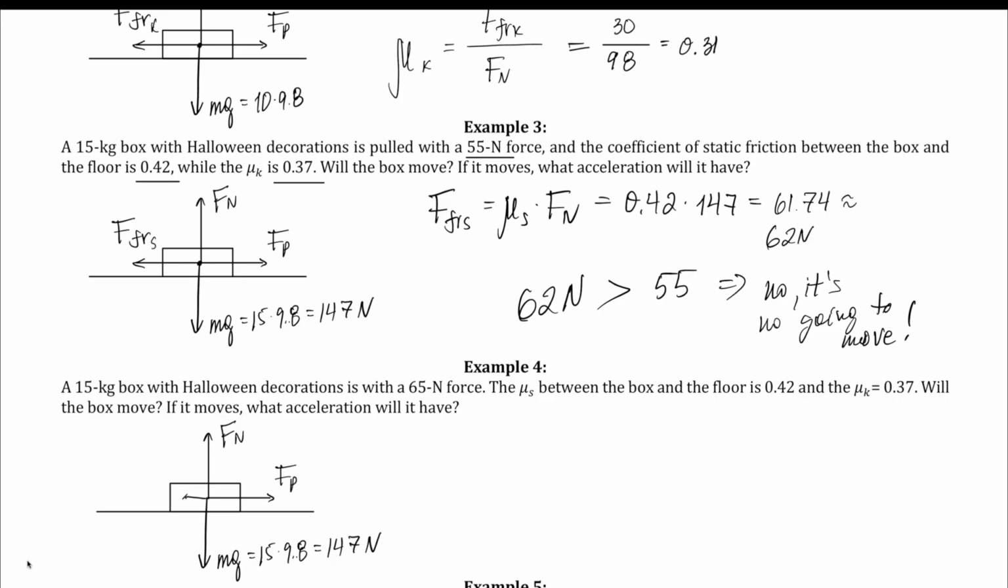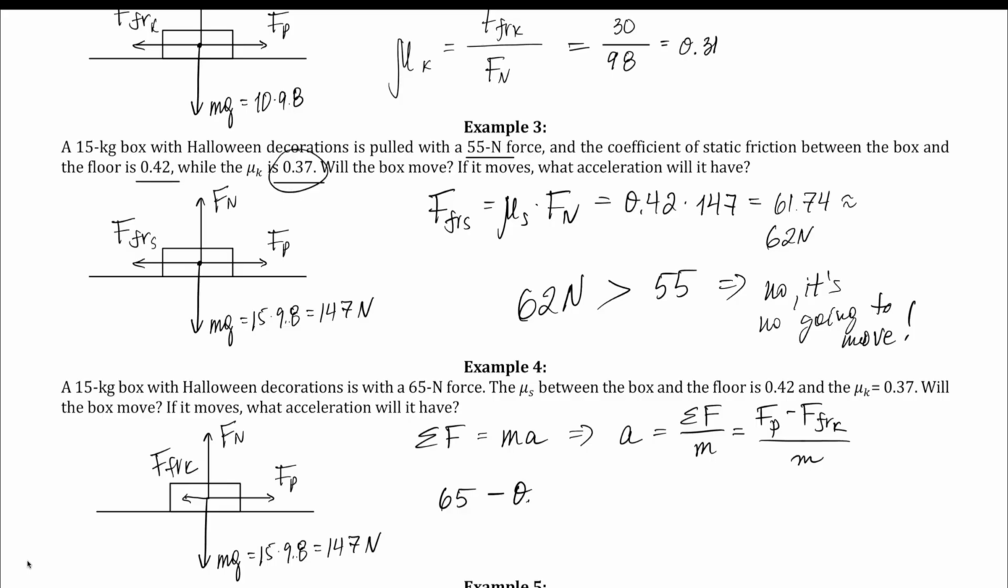To find acceleration, I need to use Newton's second law. So you know net force equals mass times acceleration. So from there, acceleration is net force divided by mass. And that net force is going to be pull minus force of friction. Which friction? Kinetic, because it's going to be moving. Boom. Divided by m. Force of pull being 65. Force kinetic is going to be, instead of 0.42, it's 0.37 for mu kinetic. So 0.37 times, it's the same box, 147 for gravity, divided by 15, gives 0.71 meters per second squared. That's our acceleration.